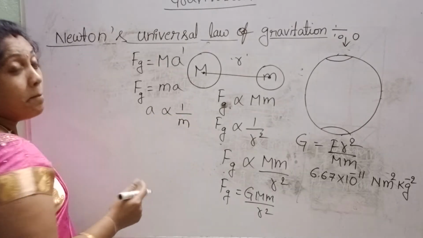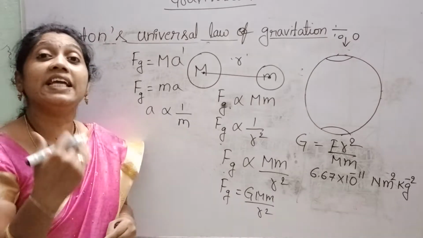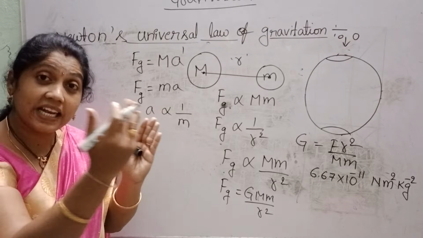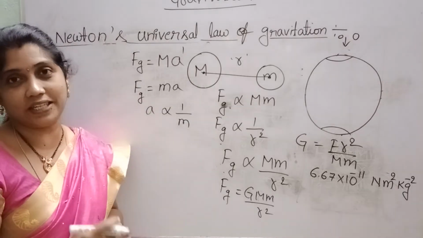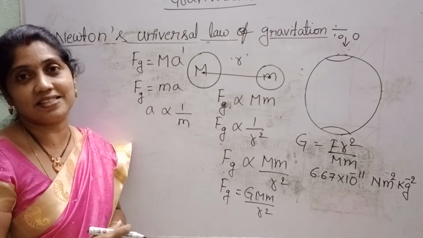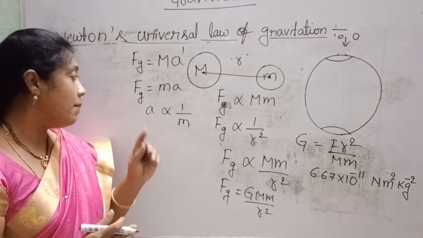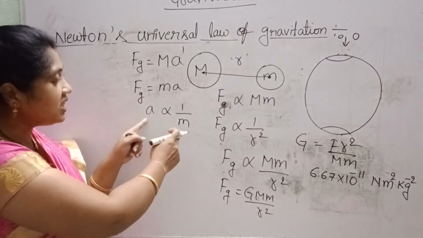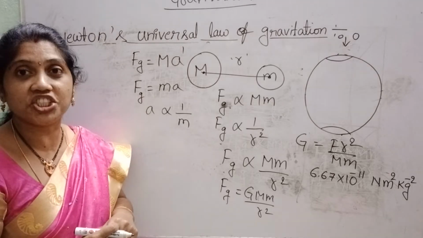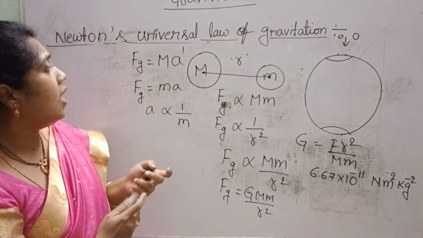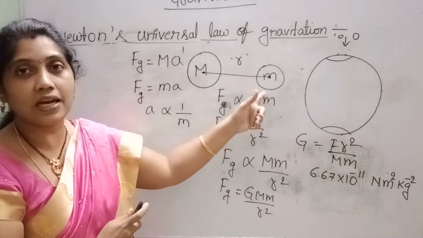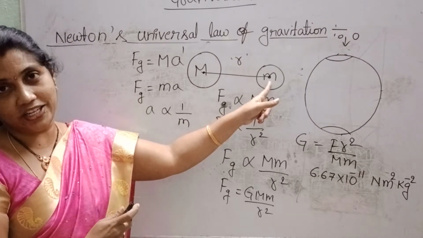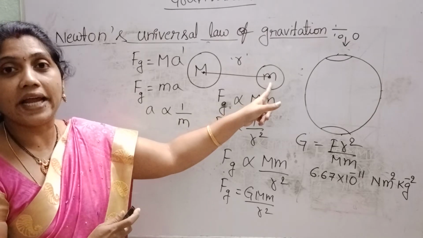That means if the mass of the body increases, then the acceleration of the body towards the object decreases. Mass decreases, acceleration increases. So both are inversely proportional to each other. Here, which body has more acceleration? The smaller body has more acceleration because of the lighter mass.